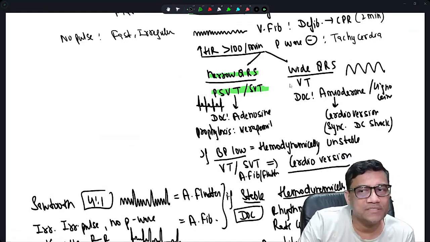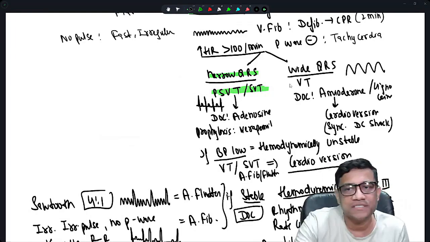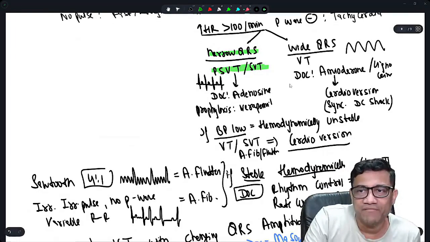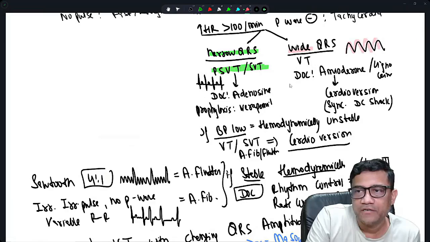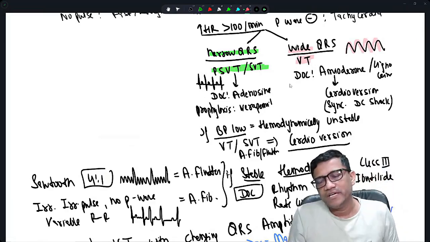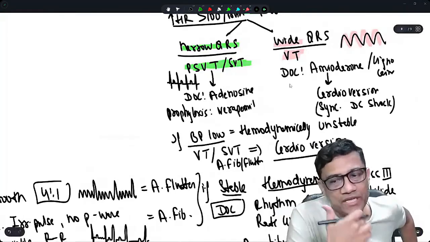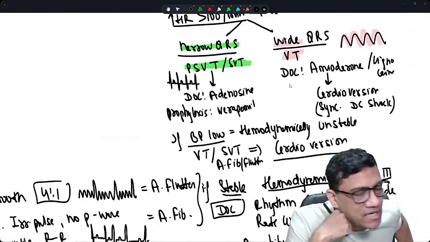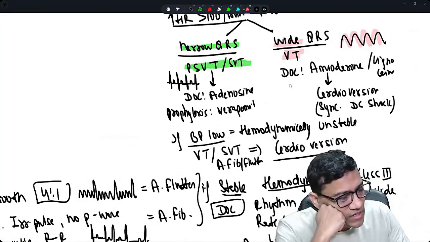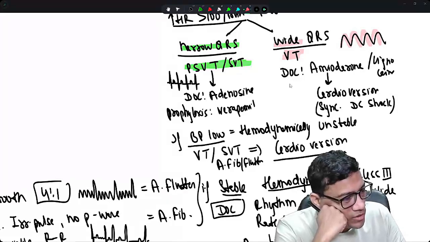If wide QRS, abnormal wave but wide, if wide, this is VT. Wide is VT. We give amiodarone and lignocaine if required. So what can we give? Lignocaine if there is a requirement. Lignocaine. Okay.